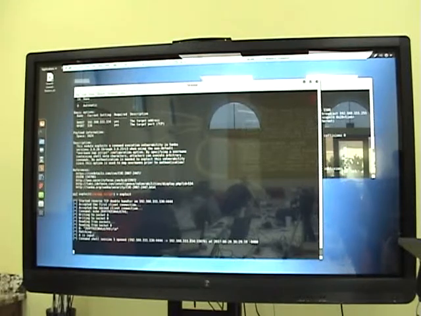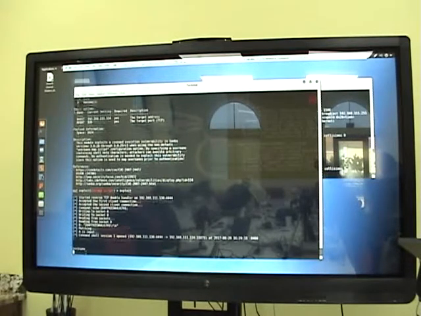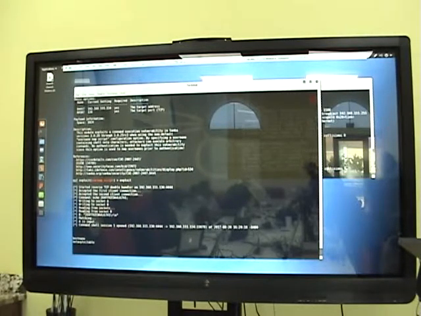It says command shell session 1 open. I'm in the remote system. You know how I know I'm in the remote system? Hostname tells me what the hostname of the remote system is.